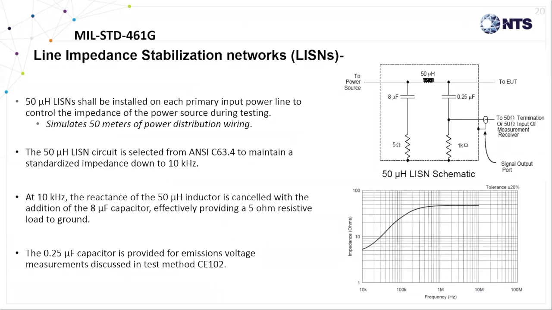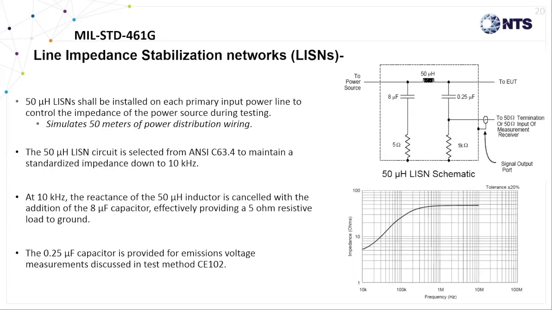Now, the 50 microhenry LISN schematic shown here in the upper right drawing depicts a 50 microhenry inductor in series with the power source. And then an 8 microfarad capacitor is tied to ground through a 5 ohm resistor before that inductor. This really provides an impedance match at 10 kilohertz. On the other side, you'll see a 0.25 microfarad capacitor tied to ground through a 1k ohm bleed resistor. And a voltage measurement is made there to determine CE102 conducted emissions being fed back from the EUT.